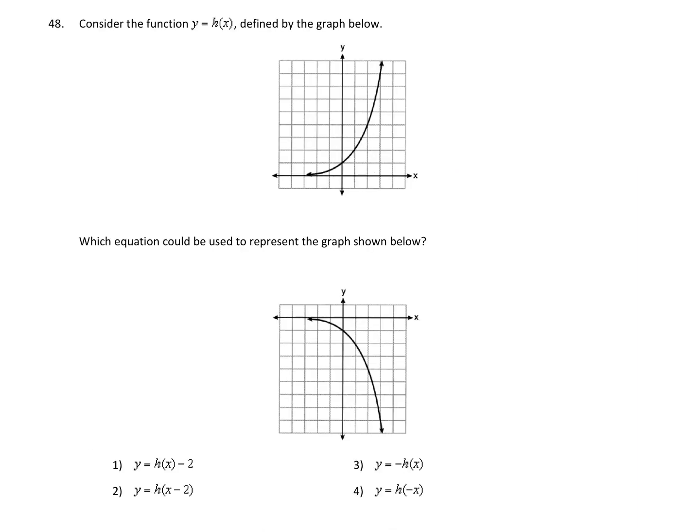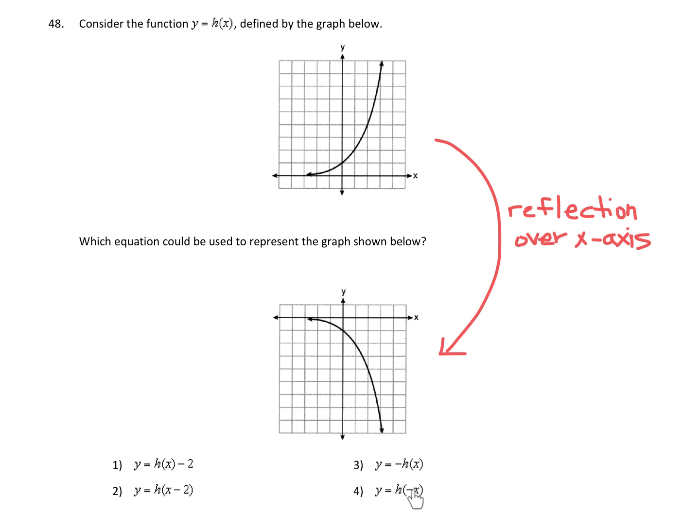All right, and then 48. So they want us to consider this function, h of x, right here. And they want to know which equation could be used to represent the graph shown below. Well, if you look at this graph and then look at this graph, didn't we just basically take this and reflect it over the x-axis? Okay, so if you think back to our rules, when we reflect over the x-axis, all we do is we negate the function itself, which is being shown right here in choice 3.